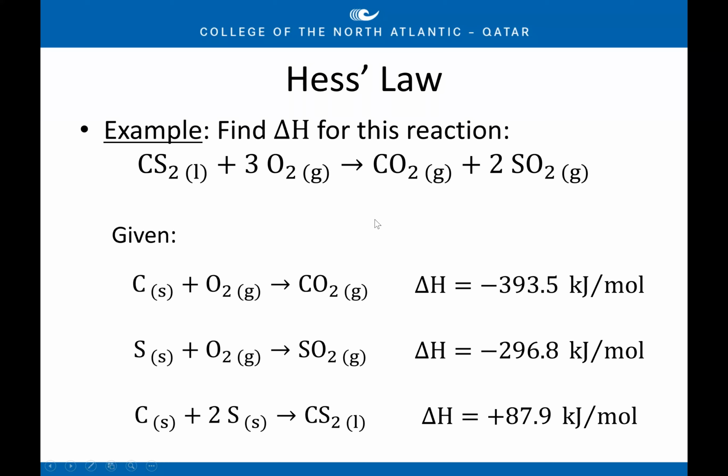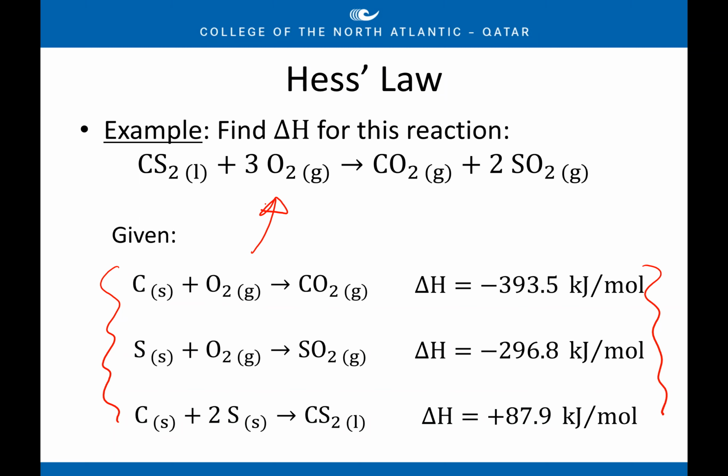So Hess's law. Find the enthalpy for this reaction. Now, this reaction is carbon disulfide, CS2, plus oxygen produces CO2 and SO2. The key to solving these problems is that, and I kind of secretly love these questions because it's like solving a puzzle, you need to rearrange these equations on the bottom so that you get the equation on top. And it might look difficult, but it's actually quite simple.